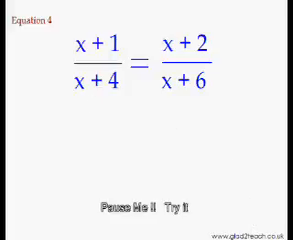Start. So could you get the answer? The answer would be x plus 6x, that is 7x plus 6, equal to 6x plus 8. So x will be equal to 2. That's the answer. So did you get x equal to 2?